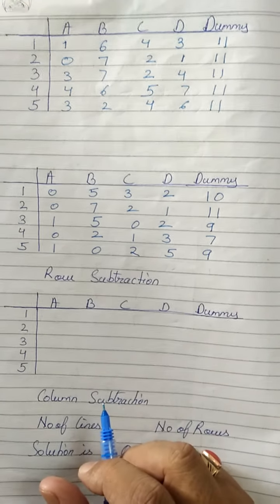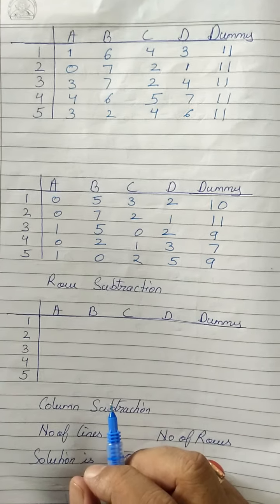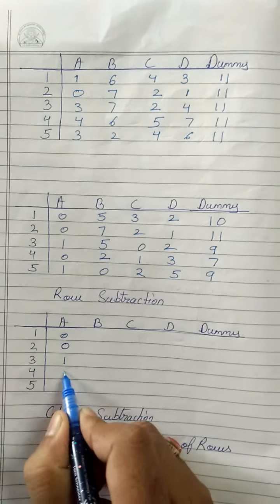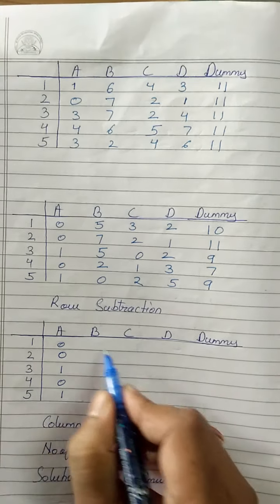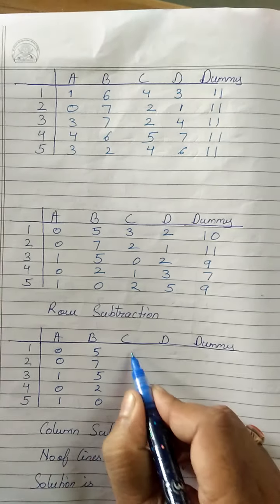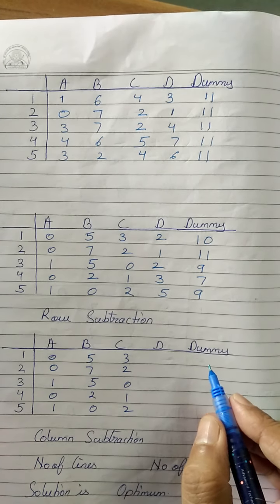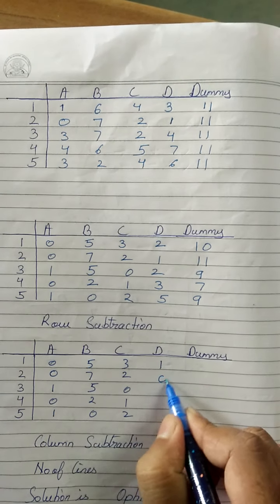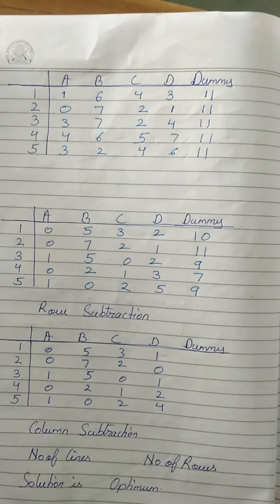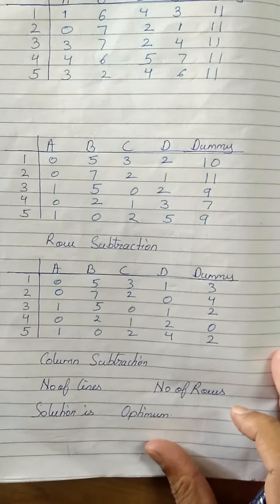Go for column subtraction. For column subtraction, we need to check each column: A, B, C, D and dummy. For A, the minimum value is 0, so no need to make any changes. In the second column, the minimum value is again 0, so no changes in that column. The third column is also the same. In the fourth column the minimum value is 1, so we get 1, 0, 1, 2, 4. Repeat the same for the last dummy column. After completing all the columns, we get a new matrix.